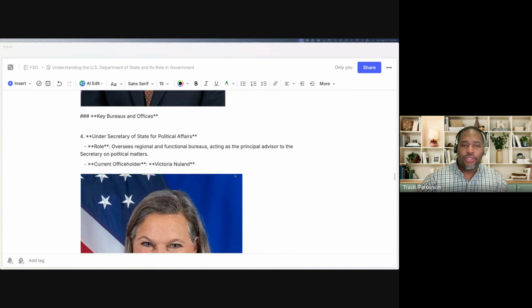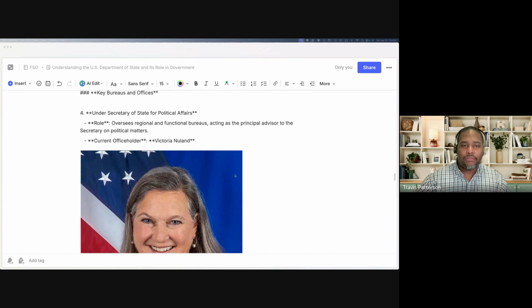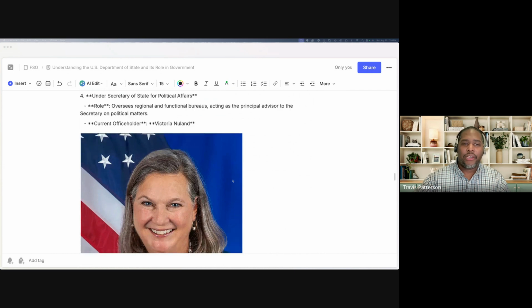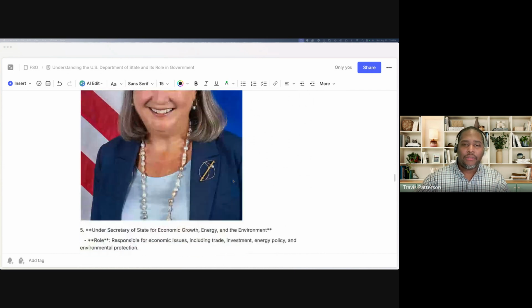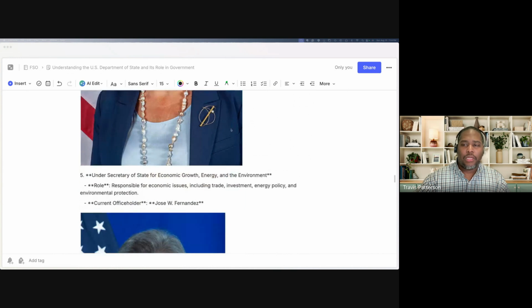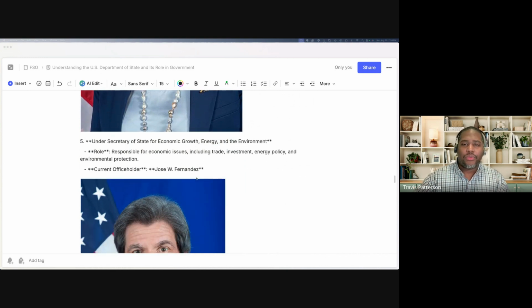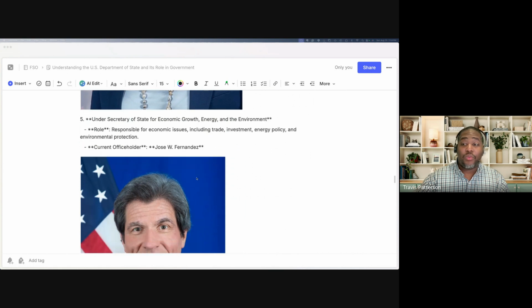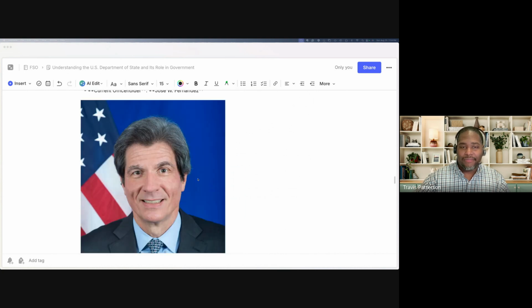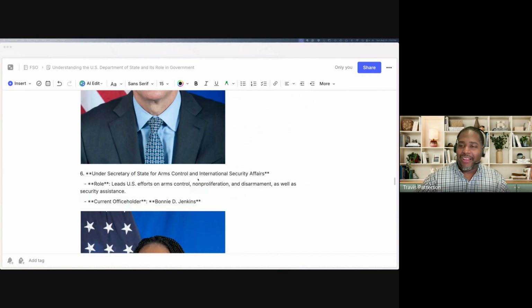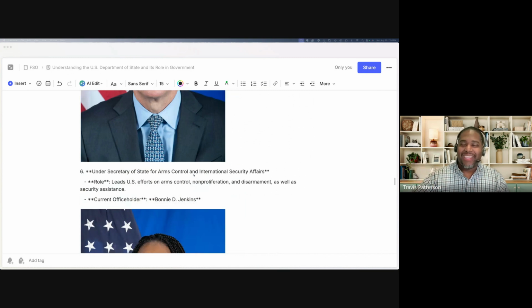Victoria Nuland, Undersecretary of Political Affairs. That's a cool brooch. Is that how you say it? Undersecretary for Economic Growth, Energy, and Environment. We saw that on the map, right? Jose Fernandez. I feel like you should have some graduation music with this.